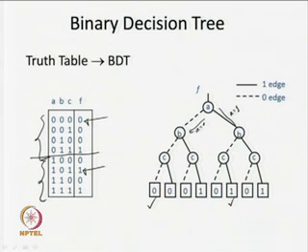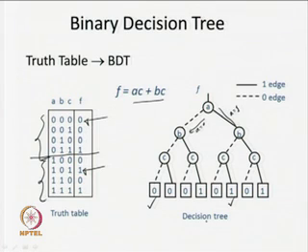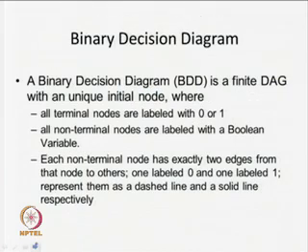So, you just see that by traversing all those edges, we can get the functional value of this Boolean function. That is why I can say that from the truth table I can straightaway construct this particular BDT. Okay. So, this is the function f equal to AC plus BC. If you reduce this particular representation, we are going to get this one, and this is the decision tree that we are getting over here.